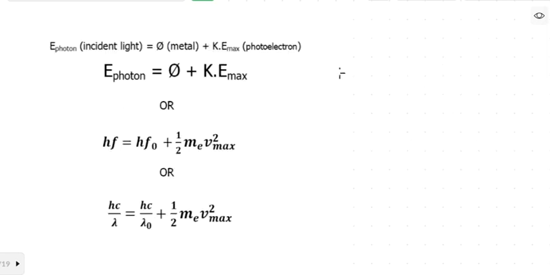And as you see here, we see exactly what we derived before. E photon for the incident light is the work function plus the maximum kinetic energy for photoelectrons. So E photon equals work function plus maximum kinetic energy. Now we see the formula is very clear for all of us.